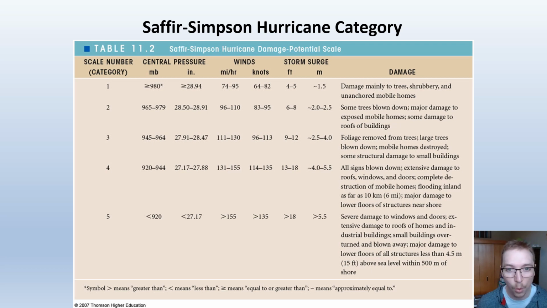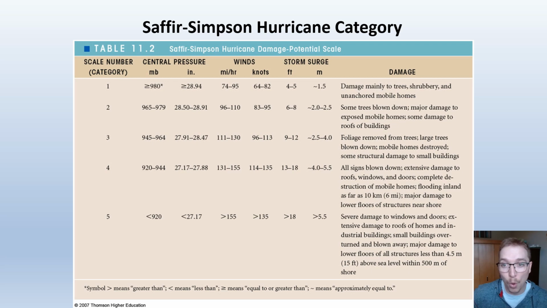Winds for category 1, 64 to 82 knots. For 2, 83 to 95. For 3, 96 to 113. For a 4, 114 to 135. And for a 5, greater than 135 knots. Storm surges, which are some of the worst parts of a hurricane: a meter and a half for a 1, 2 to 2.5 for a 2, 2.5 to 4 for a 3, 4.5 to 5.5 for a 4, and storm surges exceeding 5.5 meters for a category 5.